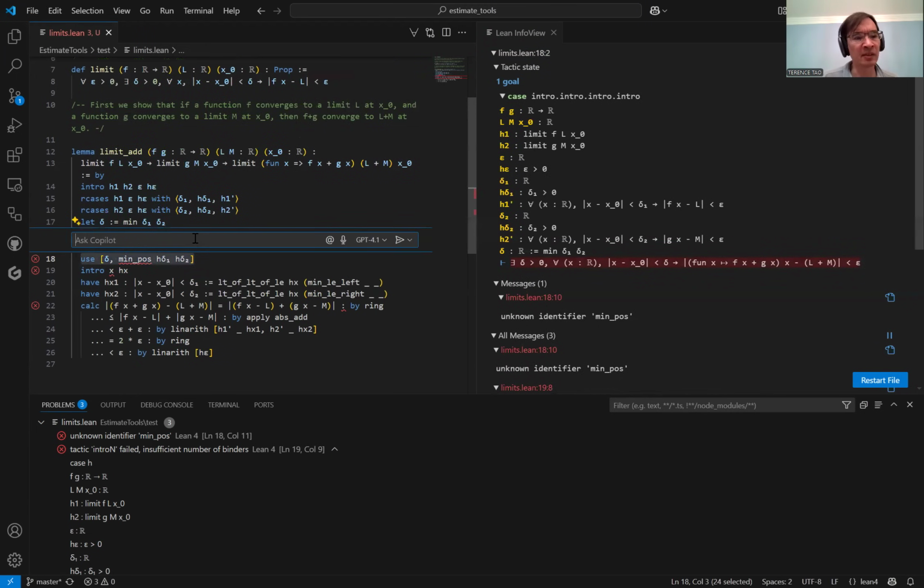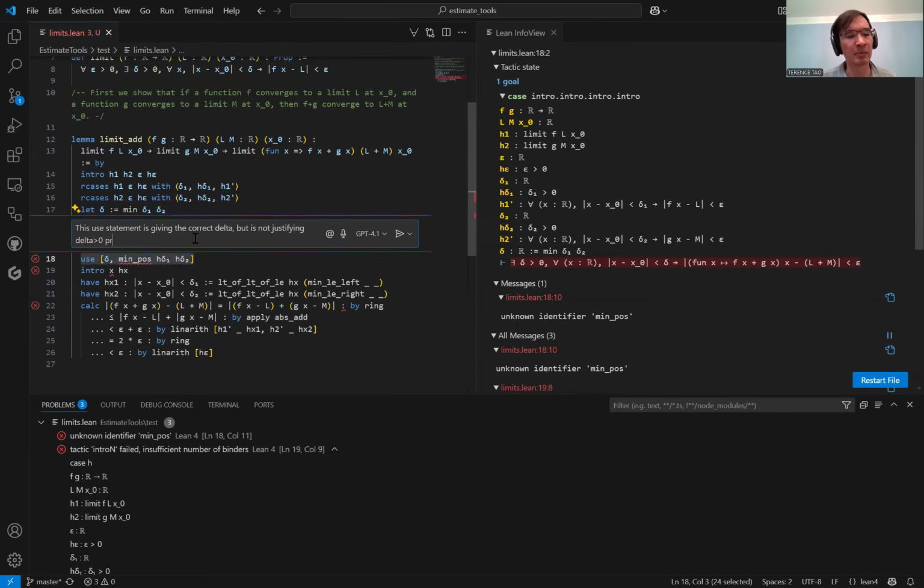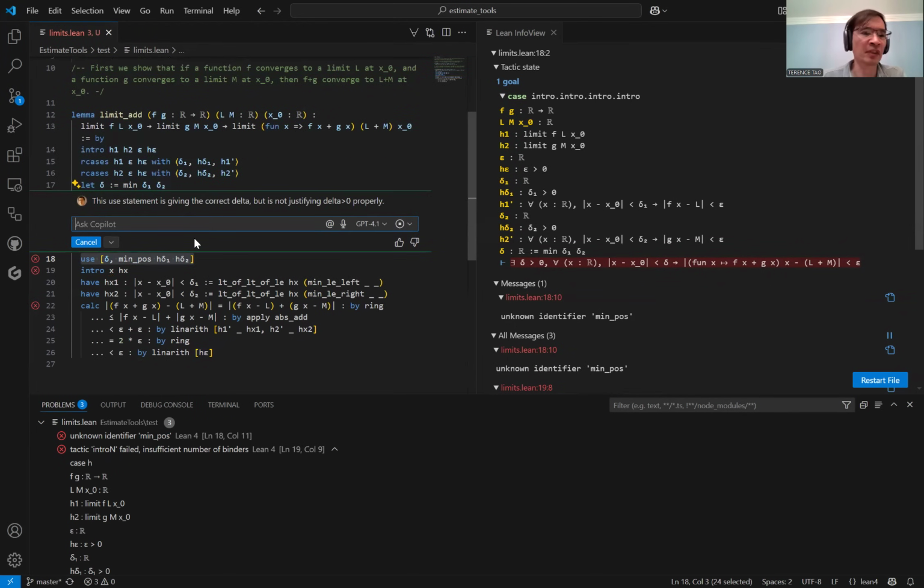I'll just complain to Copilot about this. Okay, so this use statement is correct. Delta that is not justified is your property. We can just say that, we'll fix it.